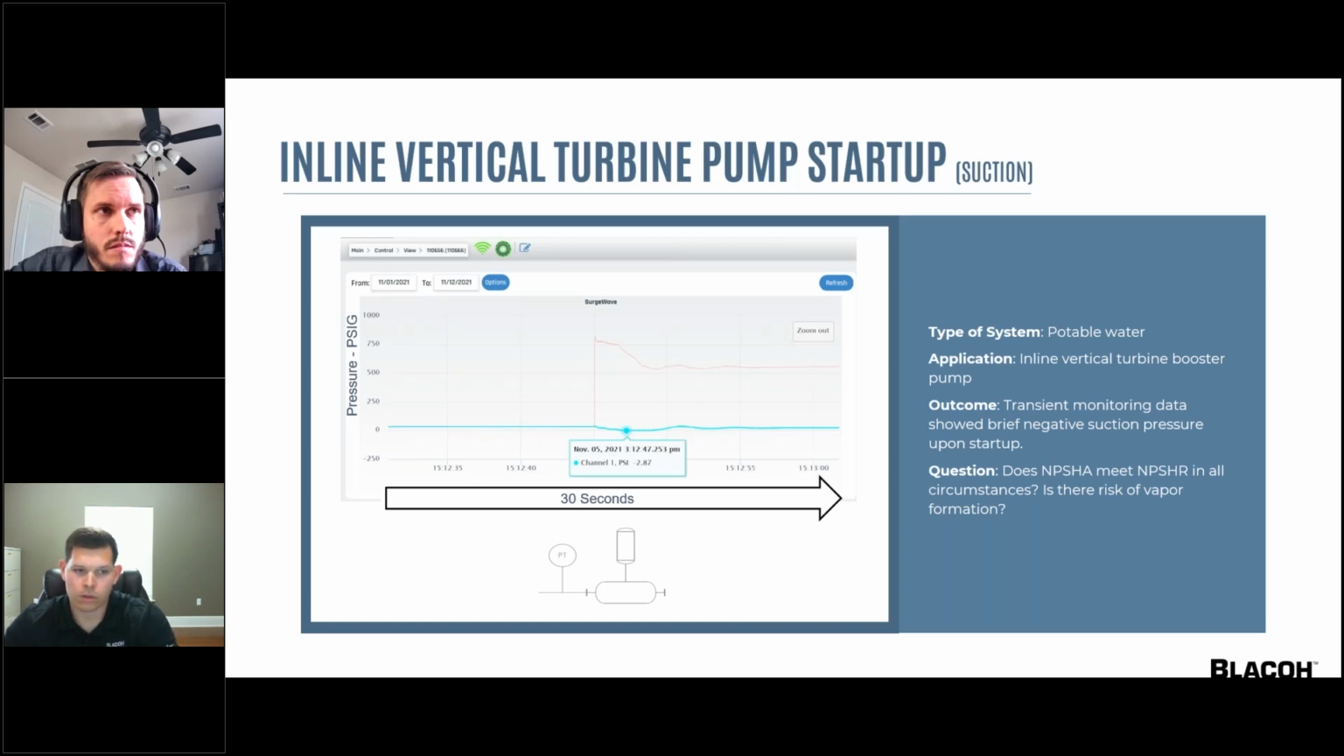The question again, does your NPSHA meet your NPSHR? The answer here would be no. We can see the supply did not keep up with the demand. This is a major concern for potential cavitation or vapor formation, and that's going to cause damage to the pump. There are several methods to preventing and avoiding cavitation, and transient pressure monitoring may help to confirm those decisions and the results.